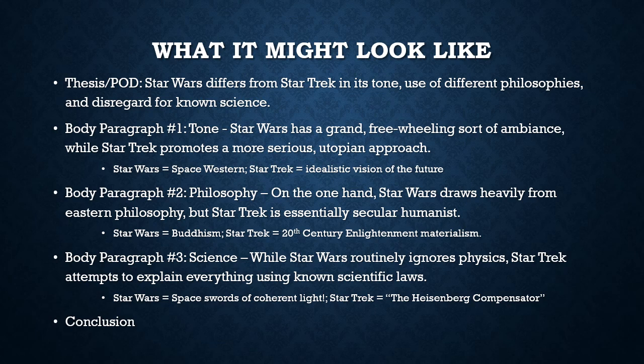So for Star Wars, all you have to say is space swords of coherent light, which defy just about everything we know about physics. Star Trek, on the other hand, is so specific that if you're enough of a Trekkie to know this, they have something called the Heisenberg compensator. I won't go into that. But they try to go through and explain how everything suddenly works or is supposed to according to the known laws of physics. And so then you add your conclusion.